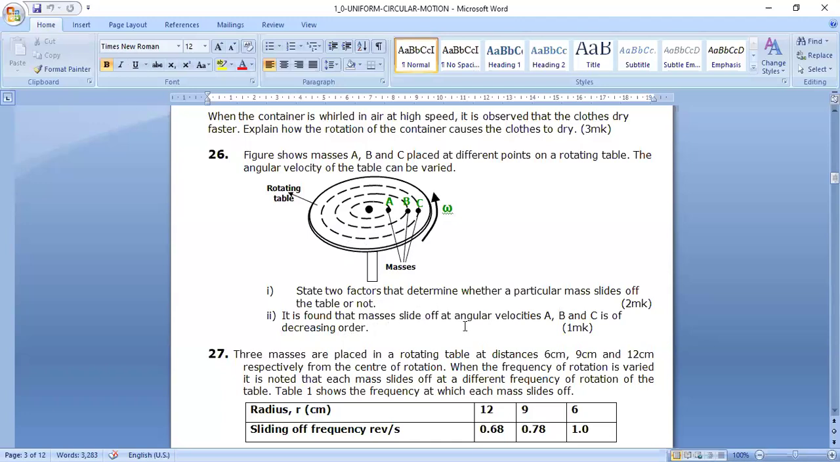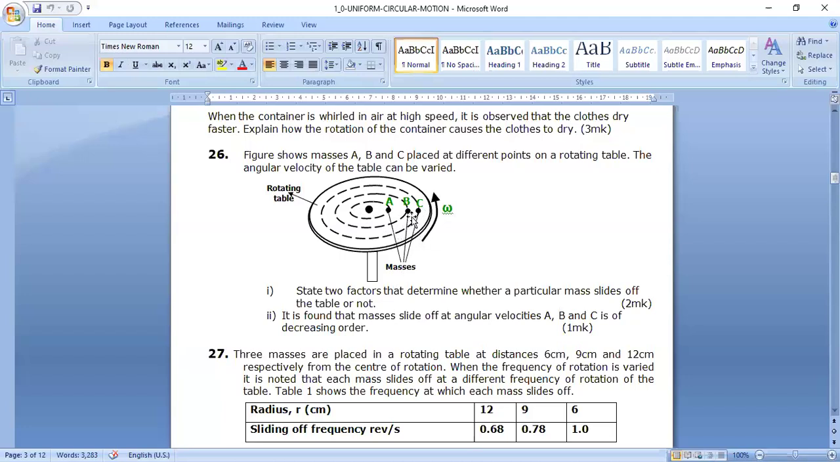It is found that masses slide off at angular velocities A, B, and C of decreasing order. So C slides off first, then B, then A. I think the question is supposed to be explained. Of course, since they have different radius, A has the least, followed by B. C has the highest radius. And we know that increase in radius leads to increase in centripetal force required.